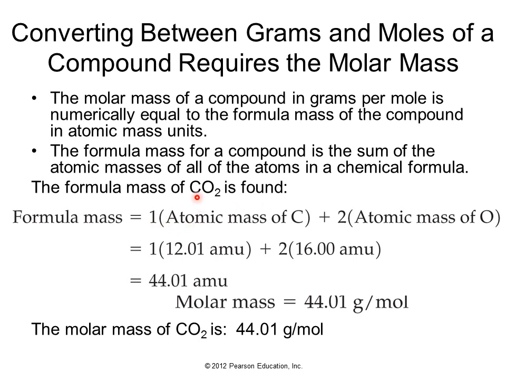You see that you have 1 carbon, so you look up its atomic mass, which is 12.01, and then you add to it 2 oxygens, 2 times the atomic mass of oxygen. You get 44.01 atomic mass units, and then its molar mass, of course, is 44.01 grams per mole. The molar mass of carbon dioxide is 44.01 grams per mole.